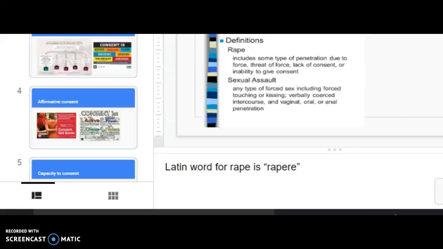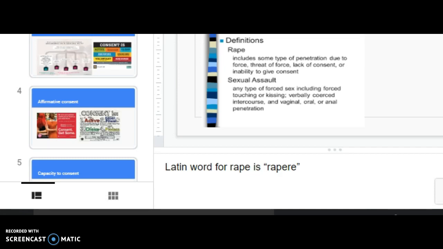Loper Martins, and I'm working on rape. The Latin word for rape is rapere, which means to take by force. Rape can be described as non-consensual sexual intercourse inflicted on a person by either gender. It could be male on male, male on female, female on male, or female on female.